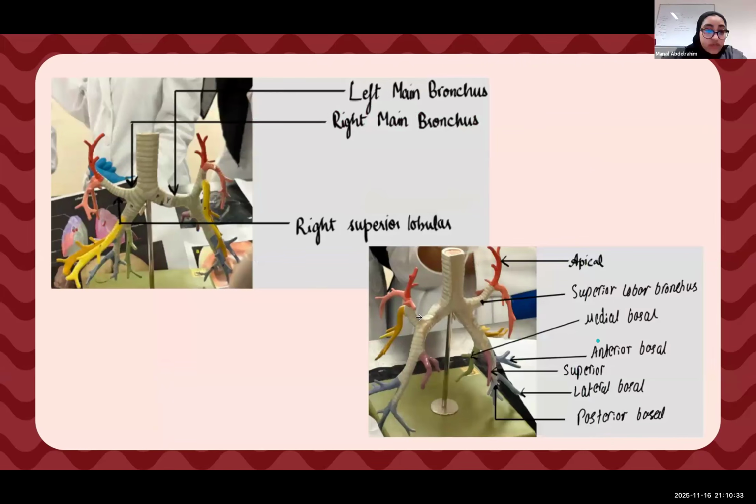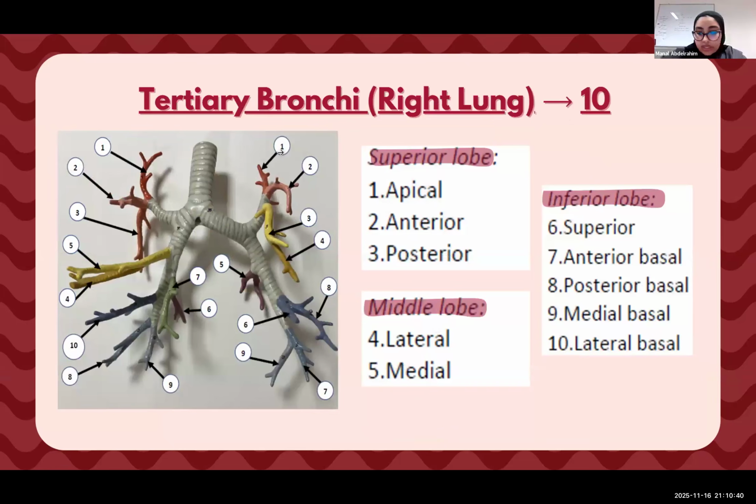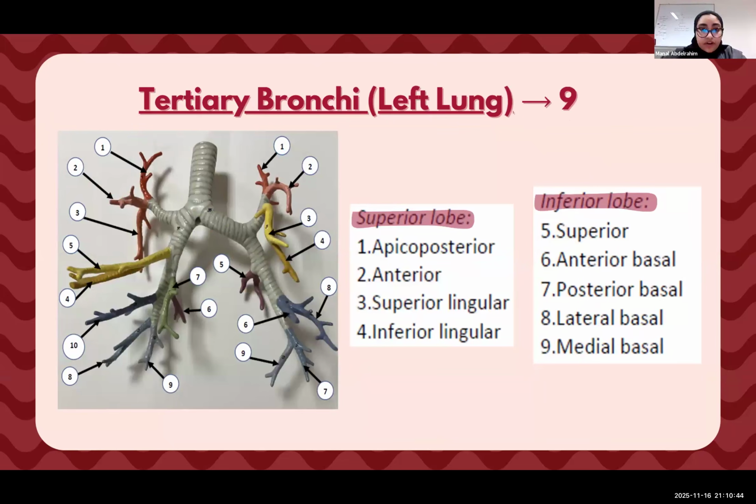And whenever you're free, go over these and try to make sure that you can identify them. They're exactly the same thing that we just talked about. This is a clear picture for you guys to identify them. Are the bronchi clear? Do you want me to go over anything again? No, it's clear.